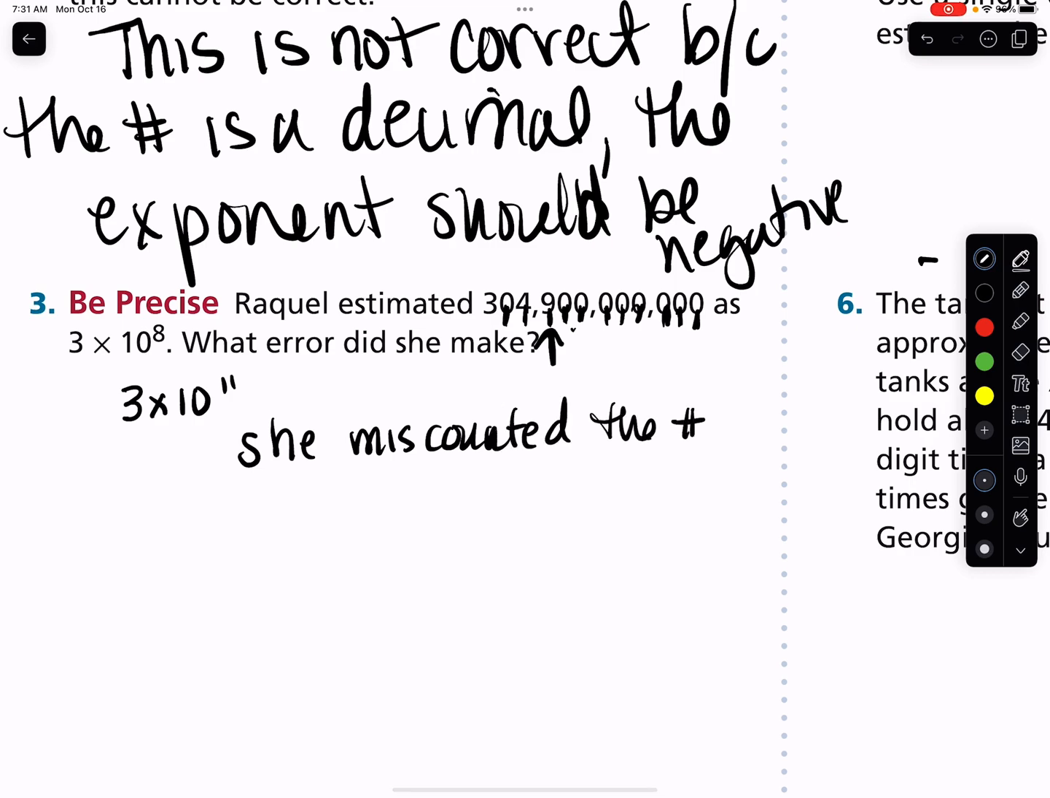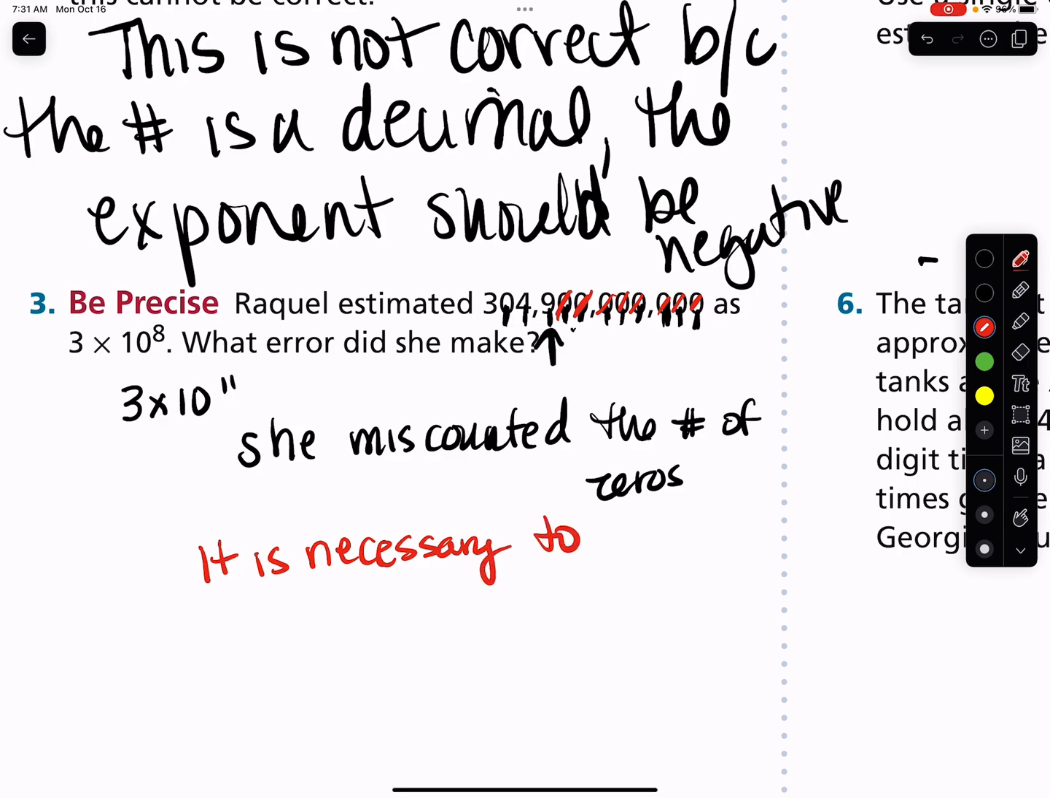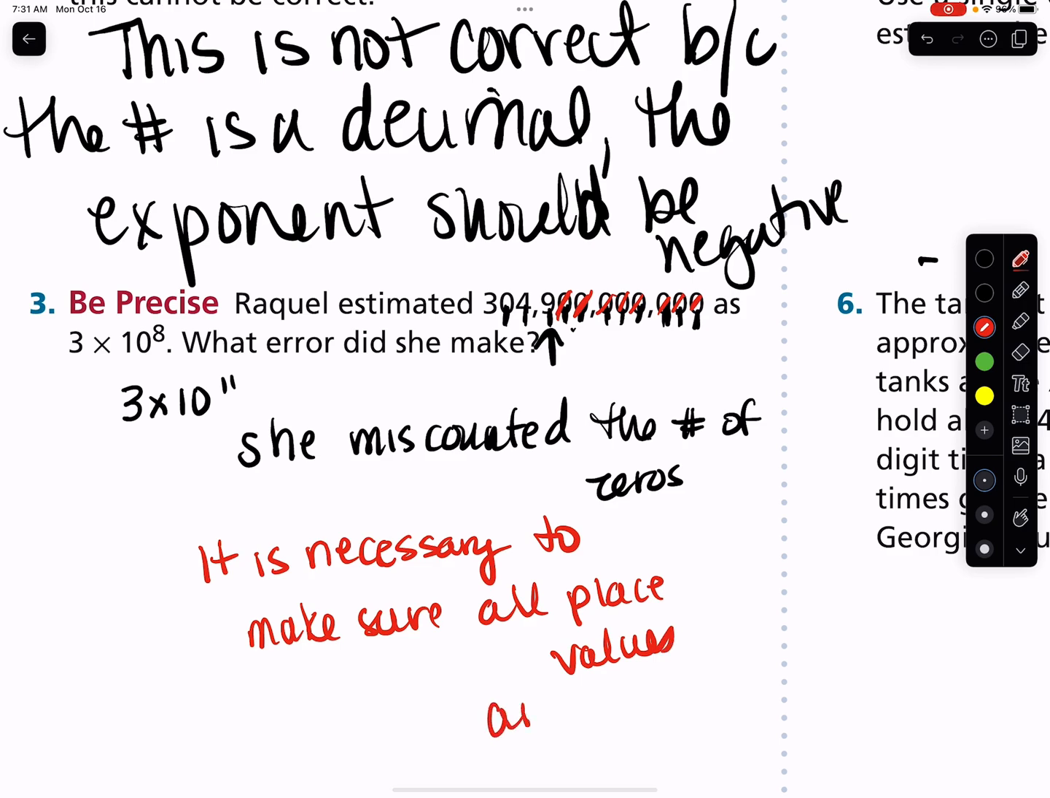the number of zeros. So let's see if I can change color. 1, 2, 3, 4, 5, 6, 7, 8. Yeah, she just counted the zeros and ignored the first numbers that still held the place value. So maybe we'll say it is necessary to make sure all place values are represented.